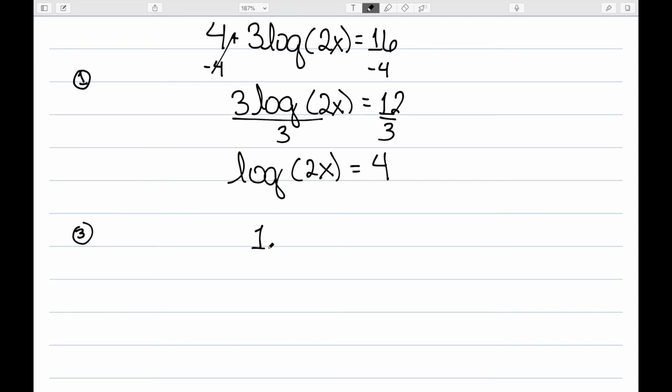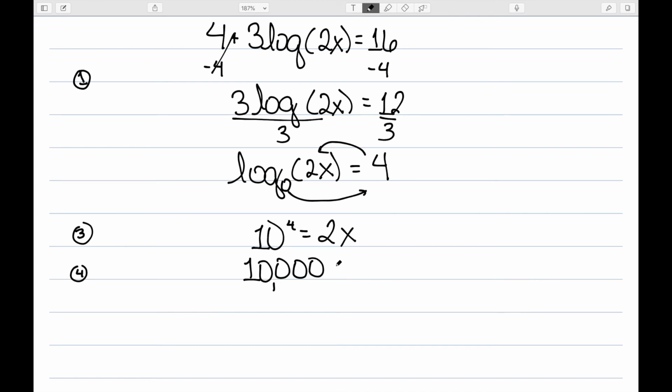This is log base 10 since there's not a base. 10 to the 4th power is equal to 2x. And now we can solve. 10 to the 4th power is 10,000. We can divide both sides by 2, and we get 5,000 is equal to x. Checking our solution, we would have a log of 10,000, which is perfectly fine. That's not a negative number, so this would be our solution.